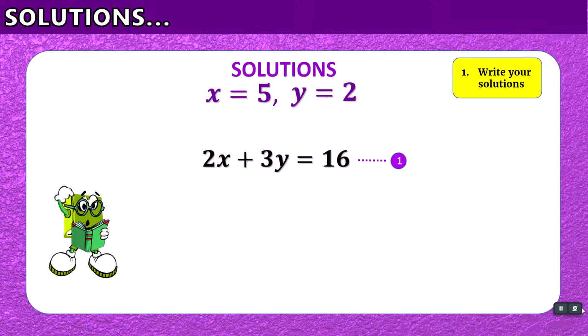And just to be sure, let's check one more time. 2 multiplied by x is 5, plus 3 multiplied by y is 2. 2 times 5 is 10, plus 3 times 2 is 6. 10 plus 6 gives us 16, which is our answer.